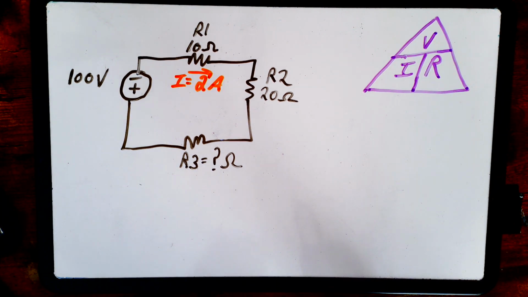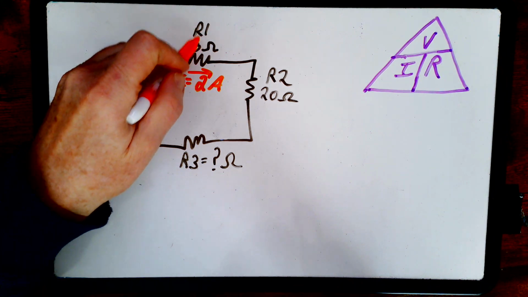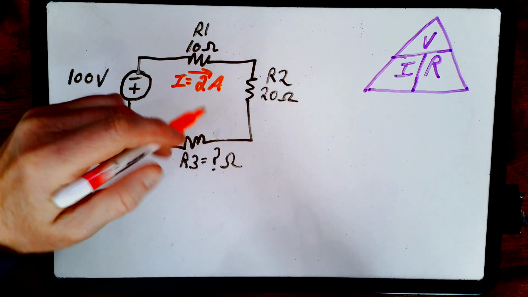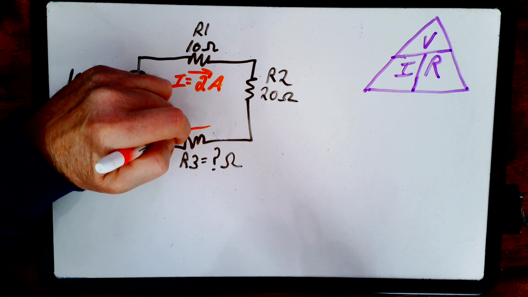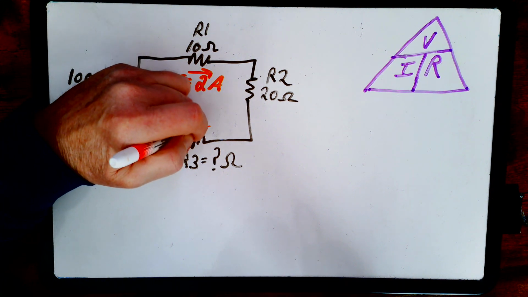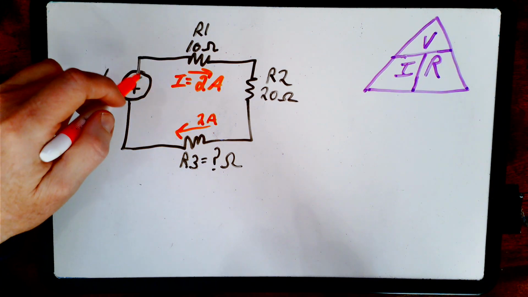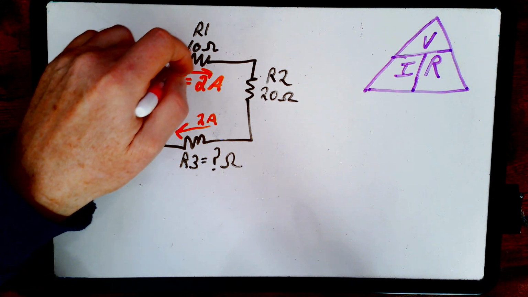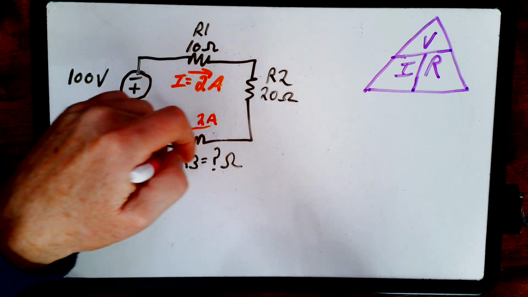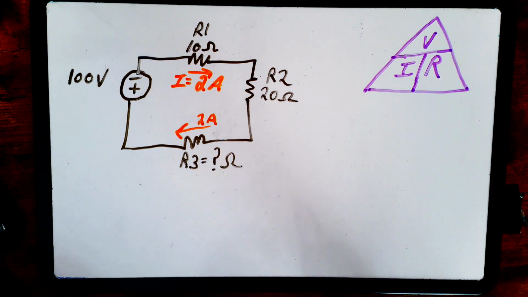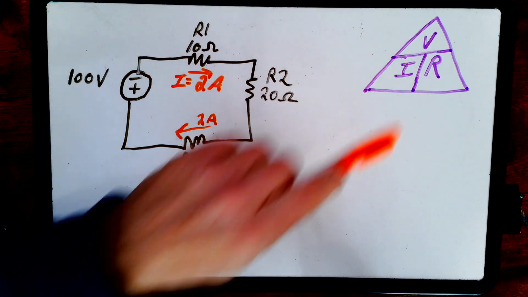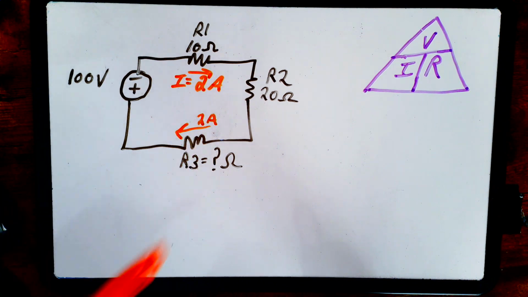The current going through it is going to be the same current going through R1. Because this is a series circuit, so it's going to be the same current going through all of the components. Right, 2 amps coming out of the source, going through R1, through R2, and R3, and then back to the source. So we already know the current. Now we got to find the voltage.